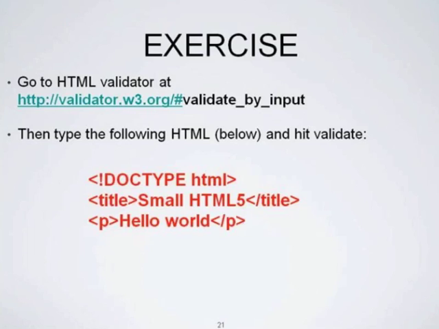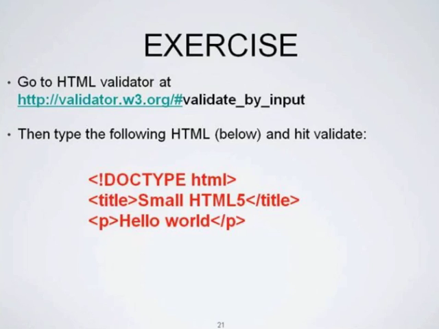And so in our next slide, I want to do a little demonstration on slide 21. Just go to the HTML validator at validator.w3.org, and make sure you choose validate by input, which is what the little pound sign, as we sometimes call it in America, is for. Then just type in these three lines in the validator, hit validate and see what happens. If you've never written doctype html, the HTML5 doctype, go do it right now and enjoy the freedom that it gives you.